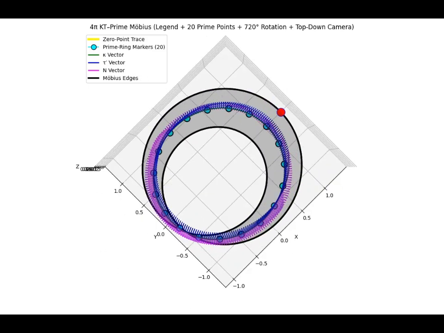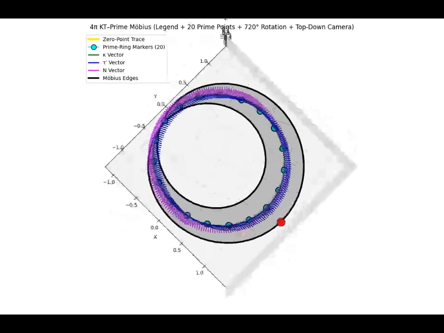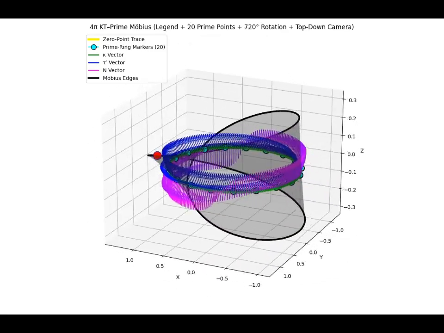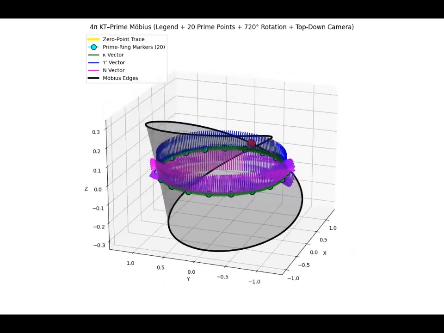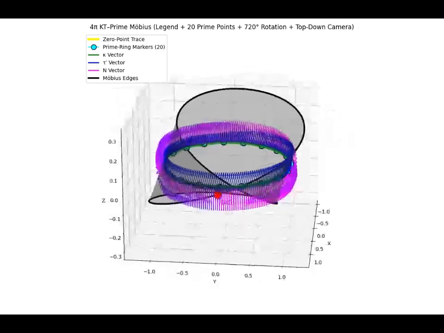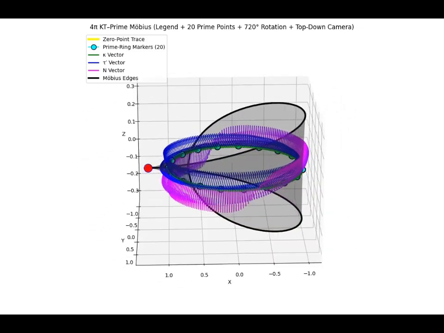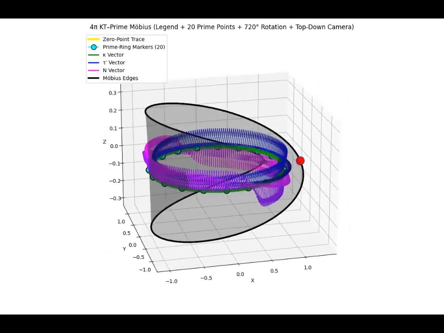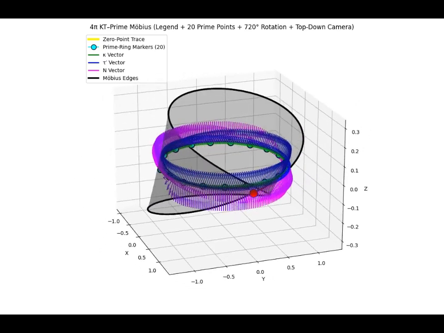The 4-me KT prime Möbius visualization is a convergence of three distinct mathematical worlds. You have topology, the non-orientable surface that requires 720 degrees to traverse. You have number theory, the prime ring markers that flag topological turning points according to Oliver Knill's Harvard research connecting the Möbius function to Poincaré-Hopf indices. And you have field mathematics, the color-graded vector fields that encode divergence, curl, and magnitude across every point on the surface. And the 0 points are where all three of those worlds intersect.